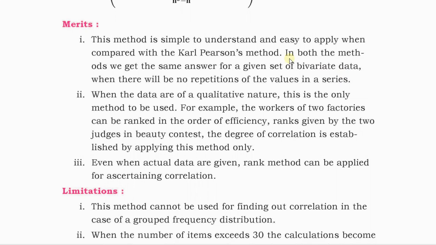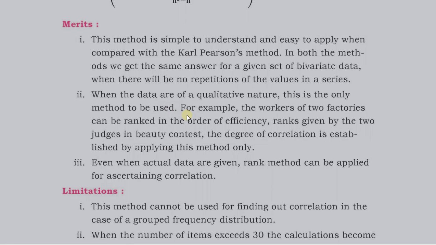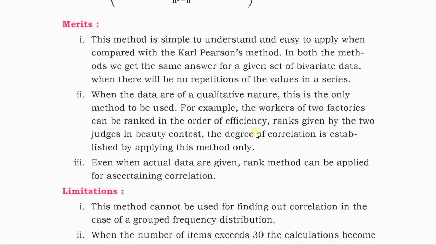Okay. When the data are qualitative in nature, this is the only method to be used. For example, the workers of two factories can be ranked in order of efficiency, or ranks given by two judges in a beauty contest. The degree of correlation is established by applying this method only. So here efficiency of workers or ranks of the participants in a beauty contest, all these are qualitative in nature. Okay, so they are given the ranks there rather than some quantitative figures.